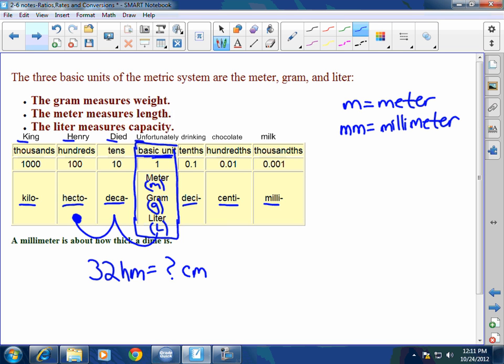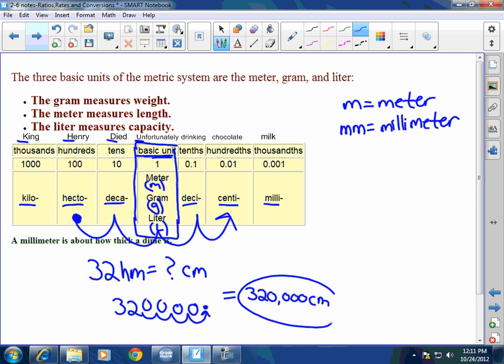Now check out this journey, please. 1, 2, 3, 4 places to the right. Where's the decimal of 32? Behind it. So I'm going to go 1, 2, 3, 4 to the right. Put my decimal. Fill in the zeros. And then the last step is make it pretty. 320,000 centimeters. By simply moving decimals, you're done. Does that make sense? Pretty easy, no?